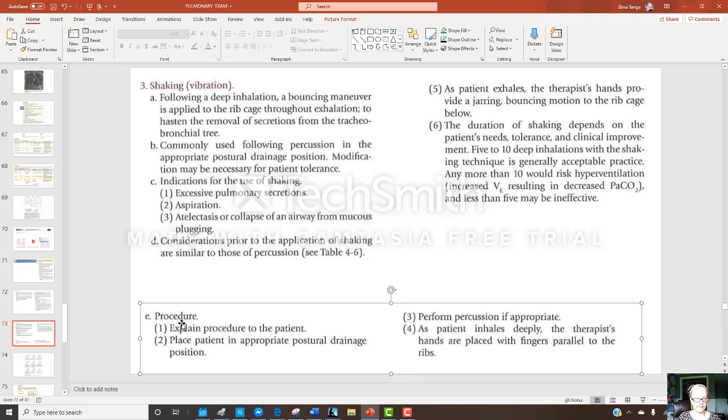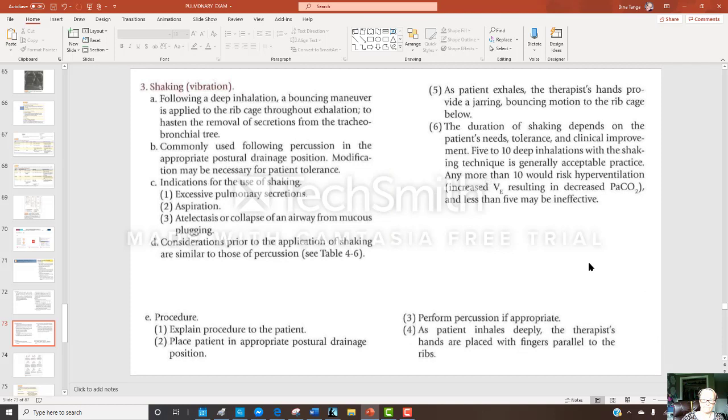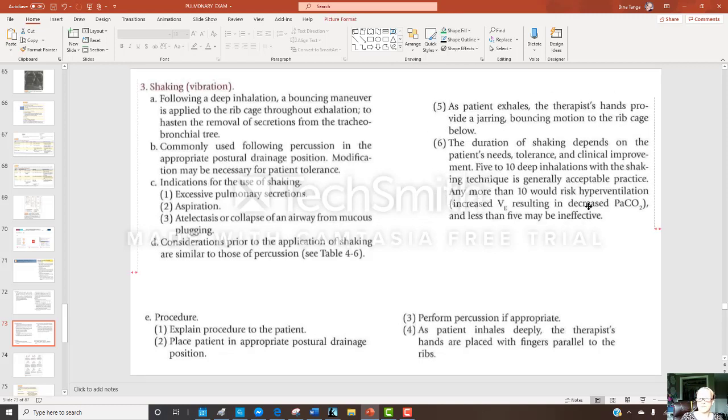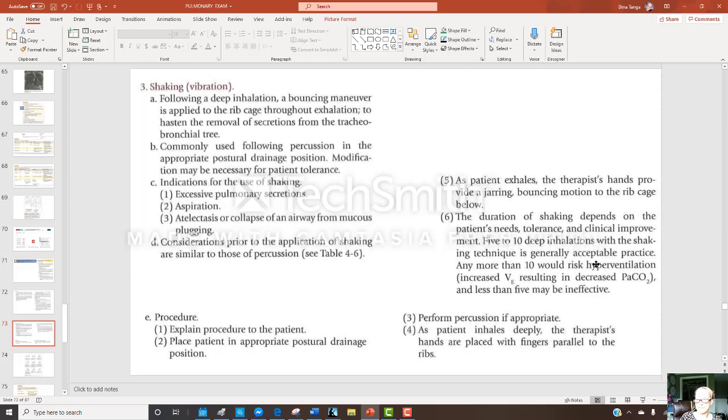So E, procedure. Explain procedures to the patient. Place patient in appropriate postural drainage position. Perform percussion if appropriate. As patient inhales deeply, the therapist's hands are placed with fingers parallel to the ribs. That's E. And then go up here, 5. As the patient exhales, the therapist's hands provide jarring.